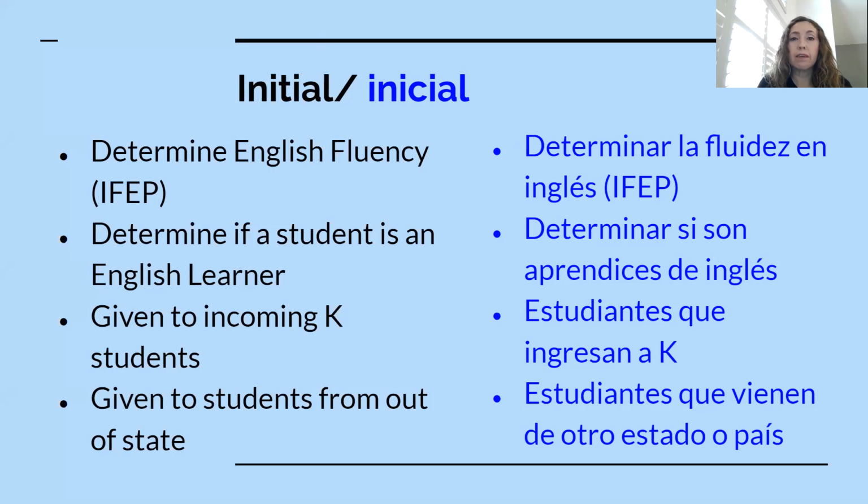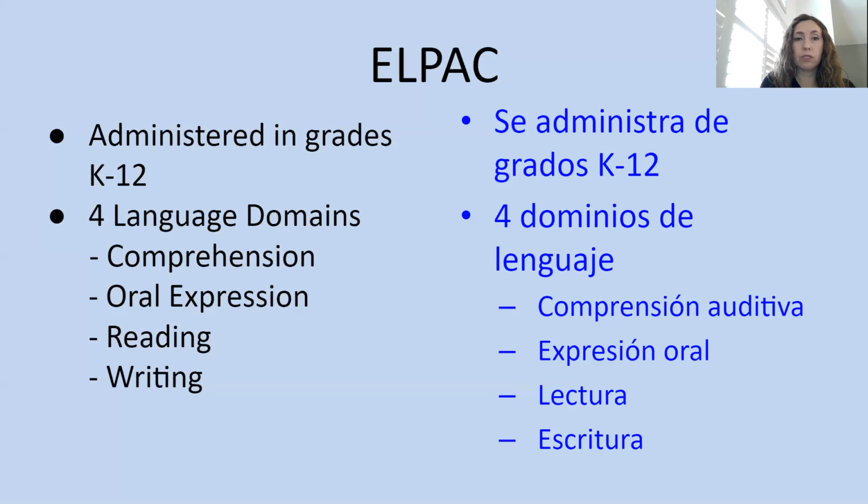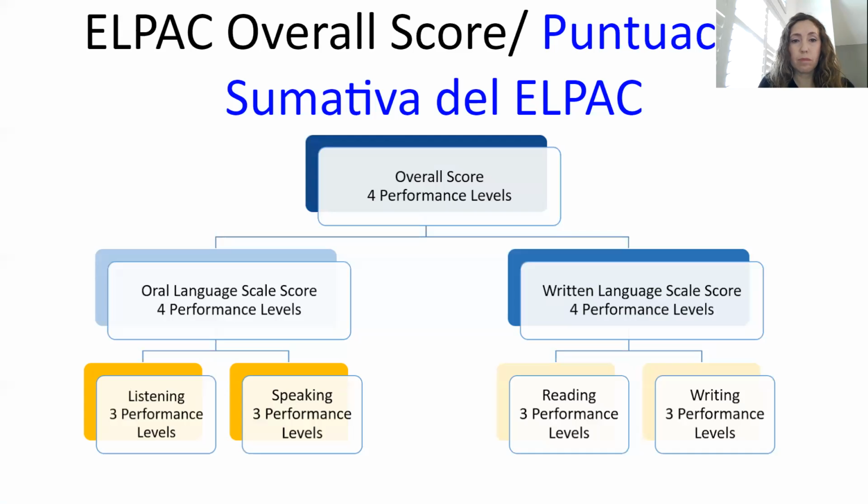Once they've taken the initial test the first time, every year after that, students take the summative test. The summative test evaluates English proficiency, the levels in different areas, and it's a test to show the progress every year. It is given from February 1st through May 31st. This test is administered in grades kinder through 12, and there's 4 language domains that it assesses: comprehension, oral expression, reading, and writing.